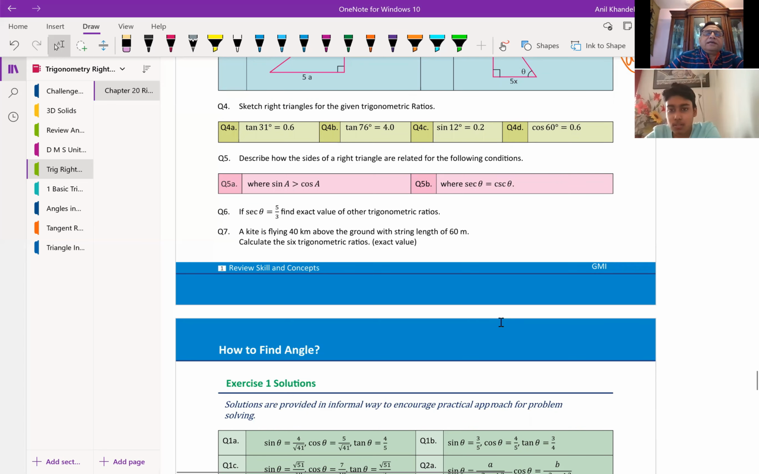Now it says question number 4. Sketch a right triangle for the given trigonometric ratio. Tan of theta is 0.6. How will you sketch this particular triangle? Tan of theta equals 0.6. How will you sketch this triangle?